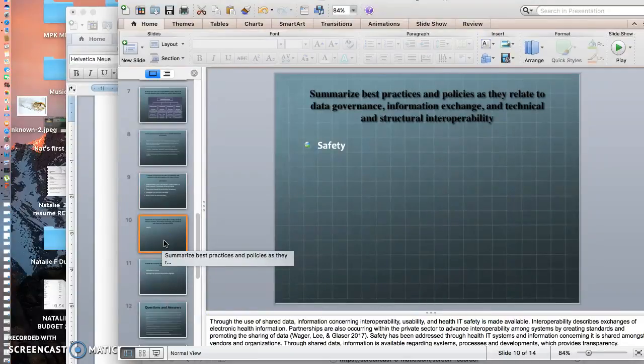Summarize best practices and policies as they relate to data governance. Through the user data information concerning use and help IT safety is made available. Interoperability describes exchange of electronic health information. Partnerships are also occurring with the private sector to advance interoperability among systems by creating standards and promoting the sharing of data. Safety has been addressed through health IT systems, and information concerning it is shared amongst vendors and organizations.